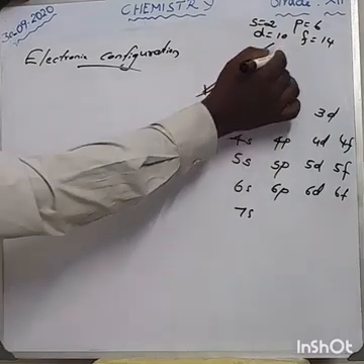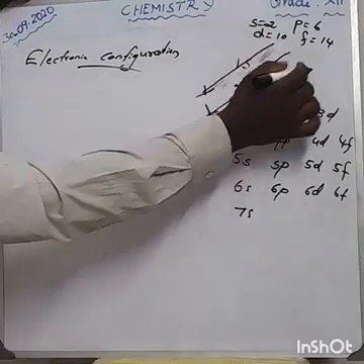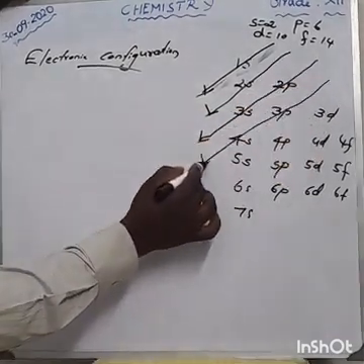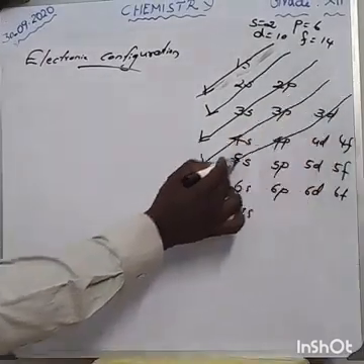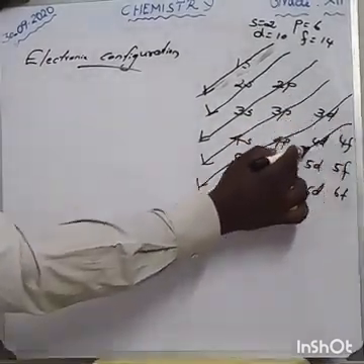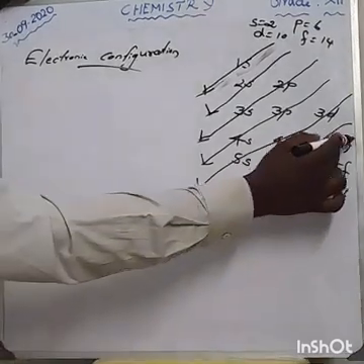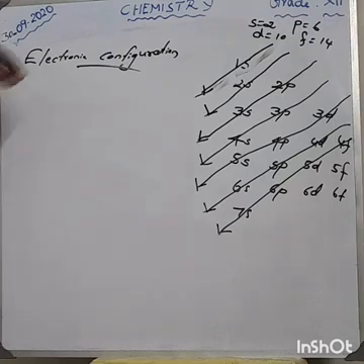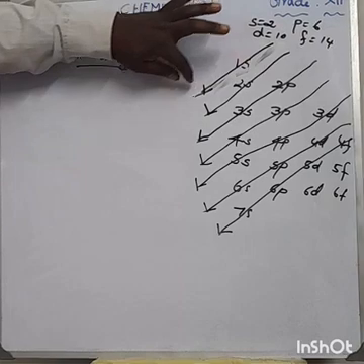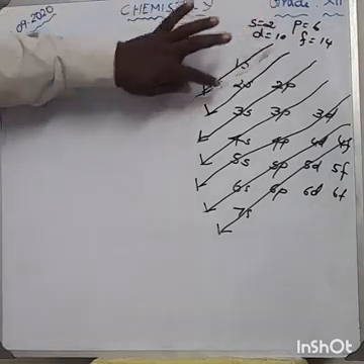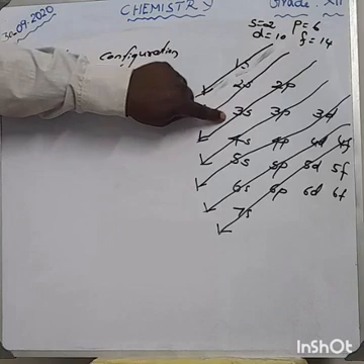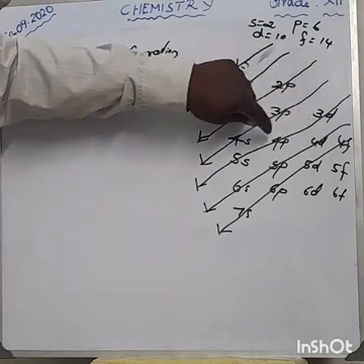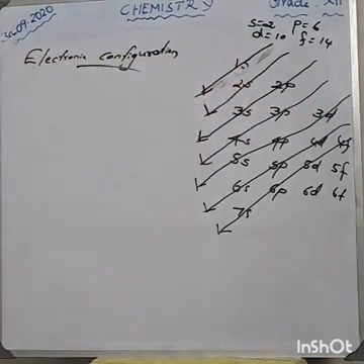This is the order: start with 1s, next 2s, next 2p, 3s, next 3p, 4s, next 3d, 4p, 5s, next 4d, 5p, 6s, and so on. As per the line, you should write it in this order.